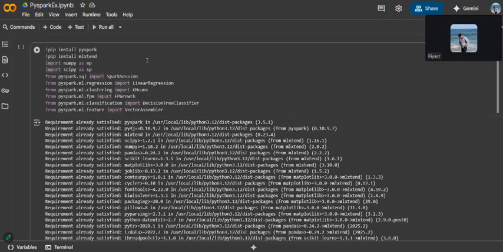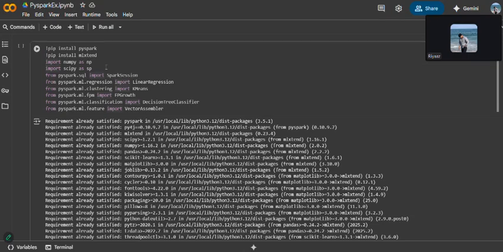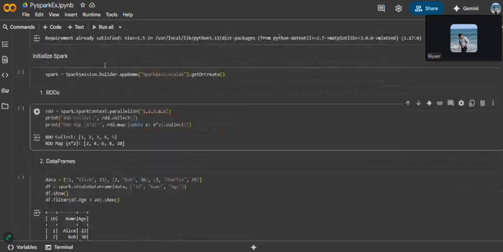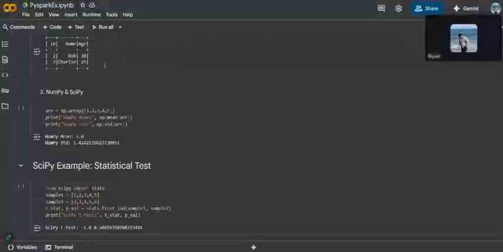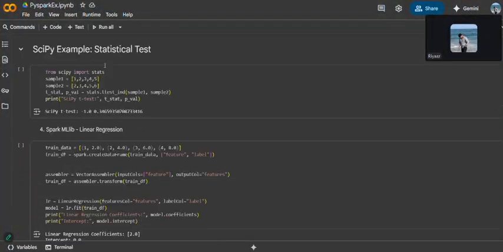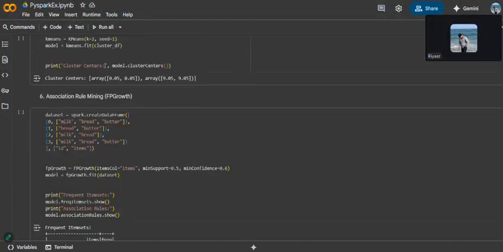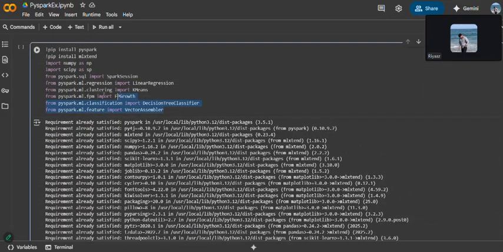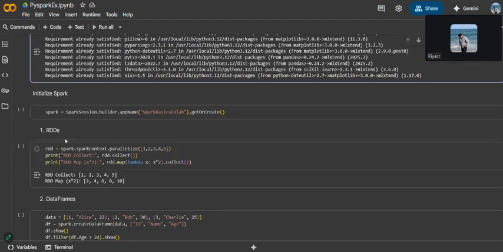Now we are going to see about PySpark. To do PySpark, we first have to install PySpark and MLlib. Here we are using RDDs, DataFrames, NumPy and SciPy, linear regression, clustering, mining and so on. We have to import all of these libraries which we are using. Now we are going to see about RDDs.